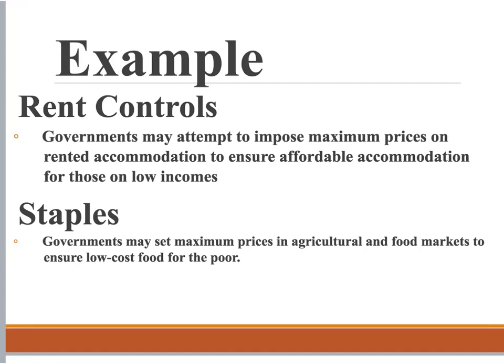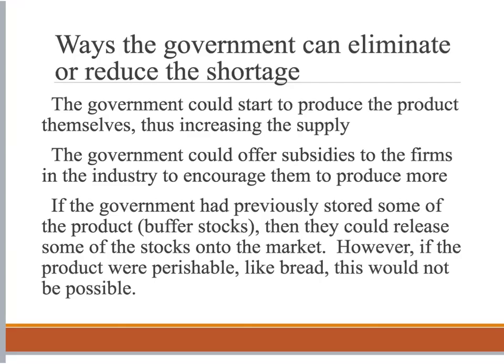Other examples of price ceilings include rent controls, which is where governments may attempt to impose maximum prices on rented accommodations to ensure affordable accommodations for those on low incomes. Another market that experiences price ceilings are agricultural markets, where governments may set maximum prices in agricultural and food markets to ensure low-cost food for poor or low-income individuals.